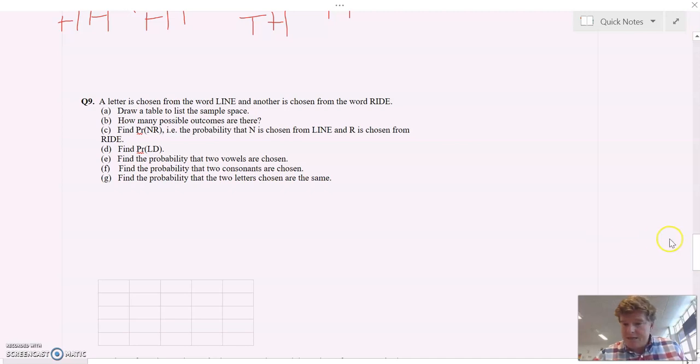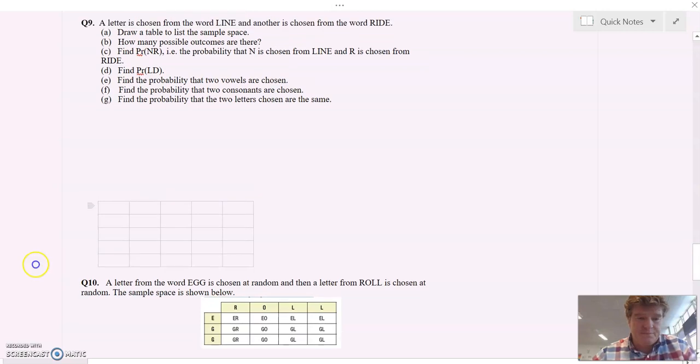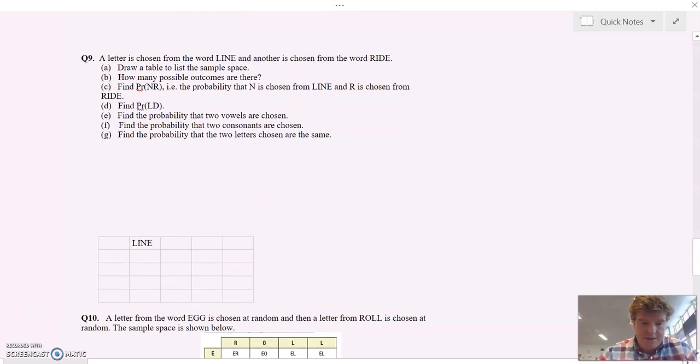Okay, so the first word was line. So L, I, N, E, and the second word is ride. R, I, D, E. So when we put these together, we've got an R and an L here, an R and I here, an R and an N here, and an R and an E. I'll just go back 1 step.